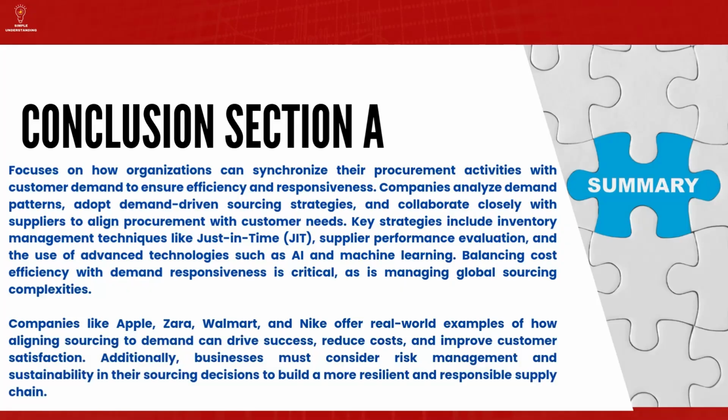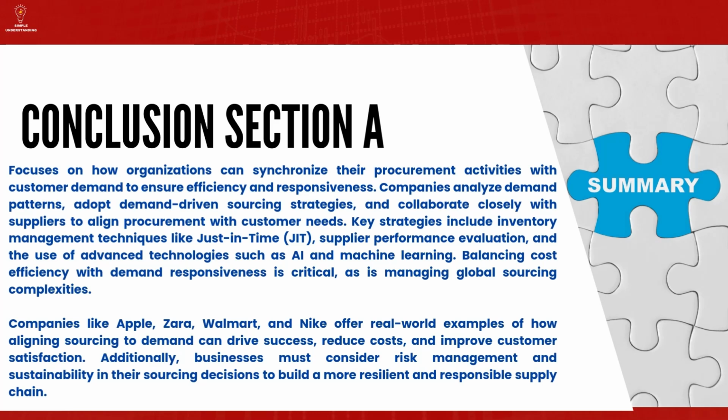Summary. Section A of Module 3, Aligning Sourcing to Demand, focuses on how organizations can synchronize their procurement activities with customer demand to ensure efficiency and responsiveness. Companies analyze demand patterns, adopt demand-driven sourcing strategies, and collaborate closely with suppliers to align procurement with customer needs. Key strategies include inventory management techniques like just-in-time (JIT), supplier performance evaluation, and the use of advanced technologies such as AI and machine learning. Balancing cost efficiency with demand responsiveness is critical, as is managing global sourcing complexities.